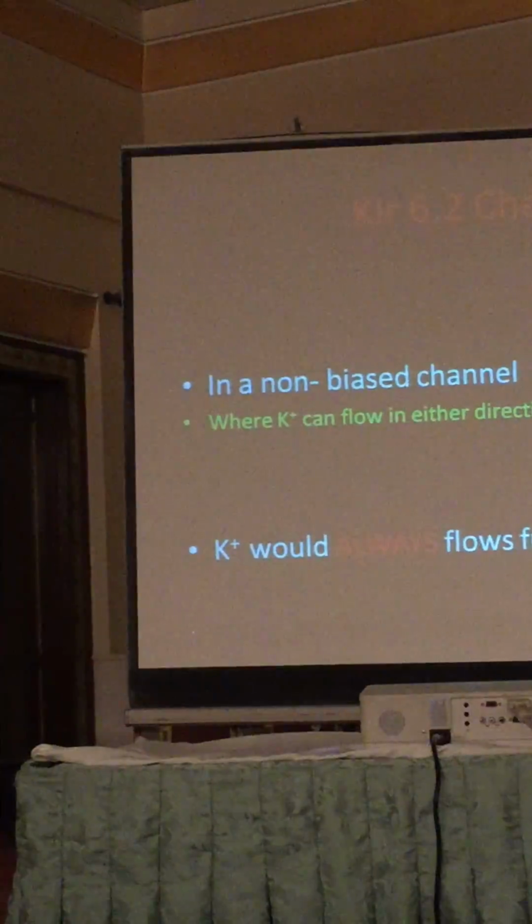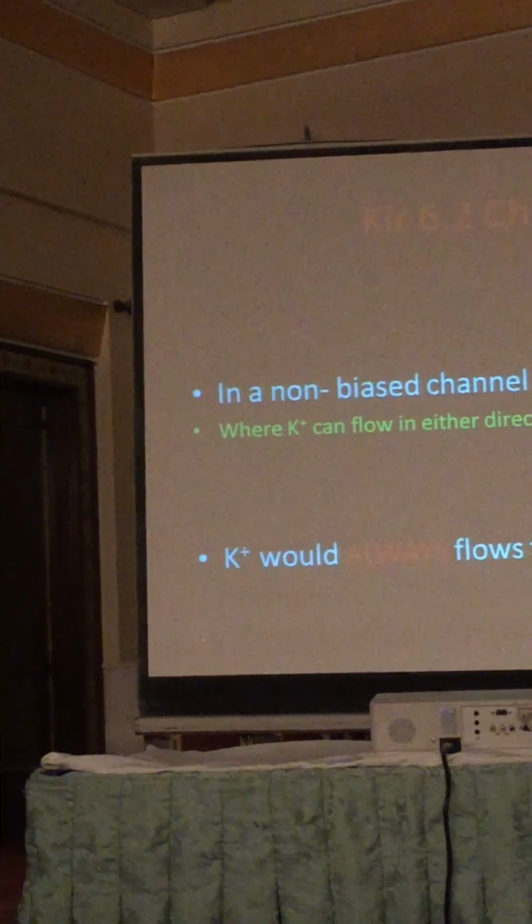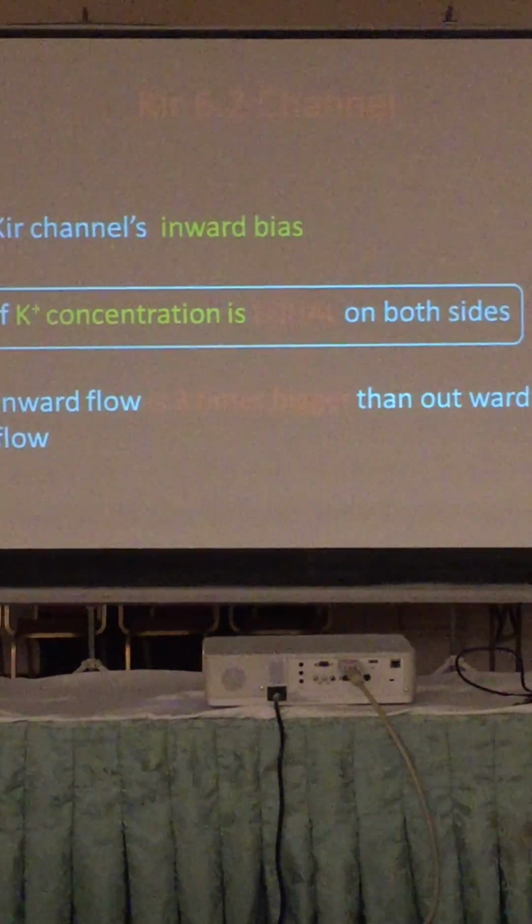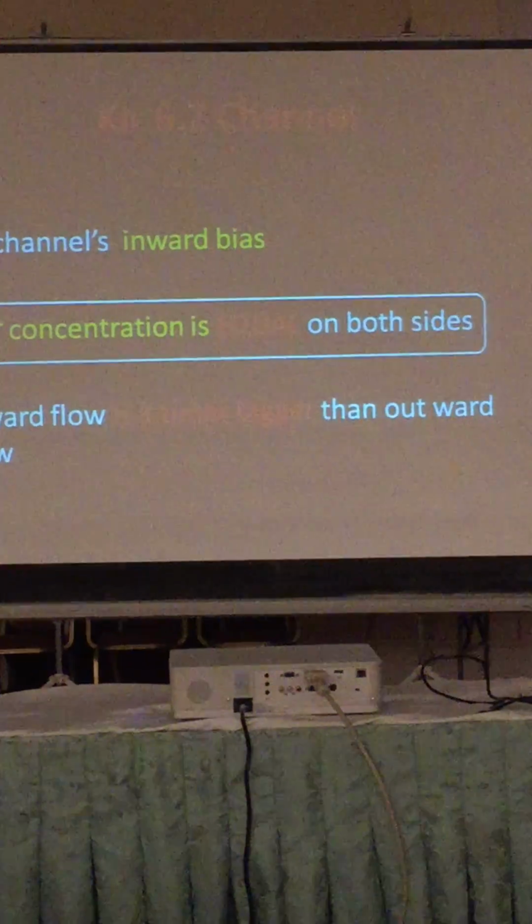But what happens if the channel is biased? In a non-biased channel, the potassium will move from inside to out. But if the potassium faces a channel which is biased, it will facilitate movement of potassium in one direction only. And this is what happens in KIR 6.2. The KIR 6.2 channel is inward biased. It allows the potassium to move inwards with 3 times more facility as compared to outwards.